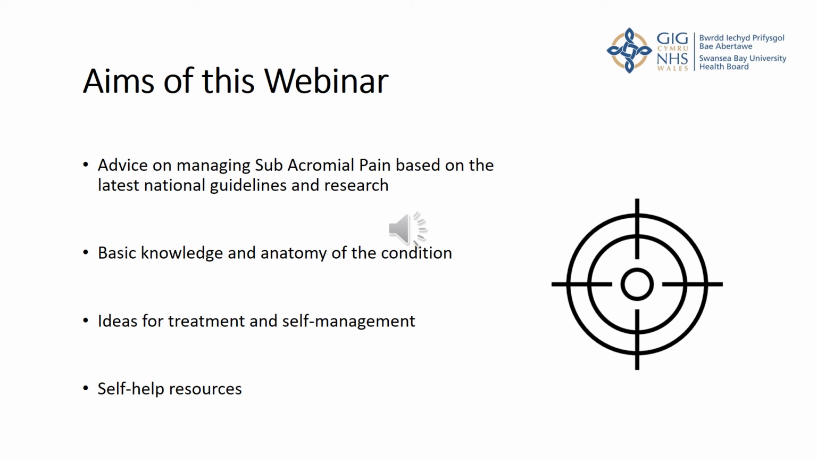The aim of this webinar is to provide advice of how to manage subacromial pain based on national guidelines and research. It aims to share some basic anatomy of the shoulder so that you have a greater understanding of where the pain is coming from. It will provide treatment ideas so that you can manage the problem independently. And it aims to provide self-help resources for subacromial pain and general exercise.